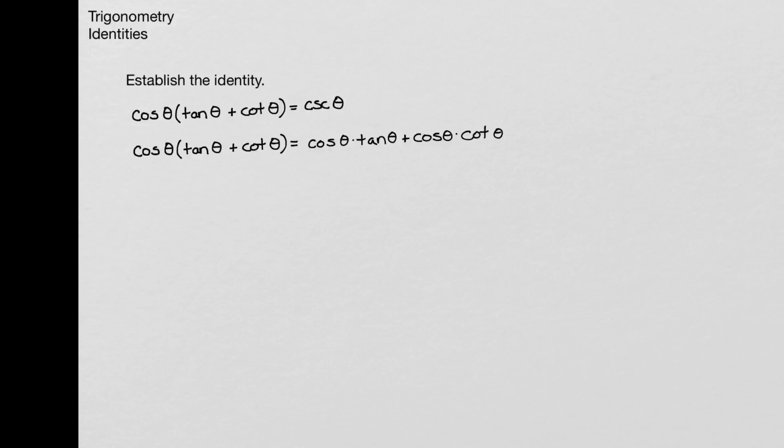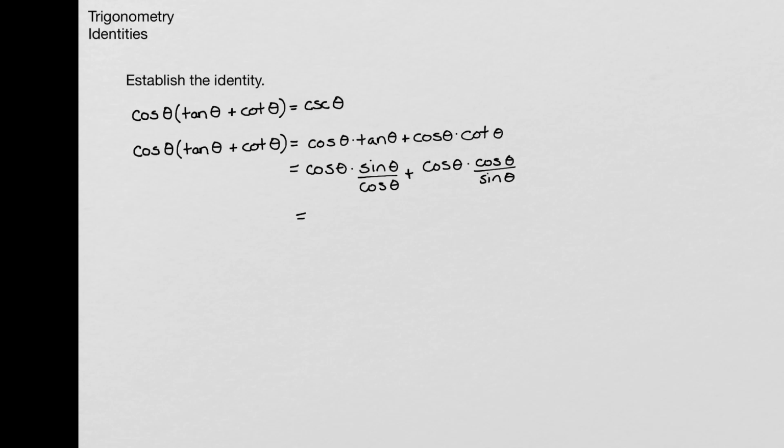Okay, so I've distributed, and now what I'll do is I'm going to change the tangent and the cotangent into sine and cosine. That makes it easier to work with the problem. So I'm using my quotient identities. We have cosine theta times sine theta over cosine theta plus cosine theta times cosine theta over sine theta.